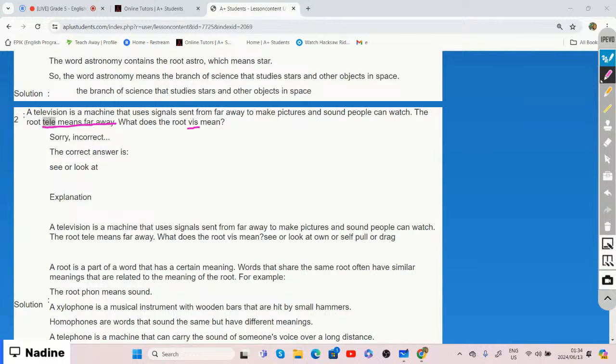Once again, it says a television is a machine that uses signals sent from far away to make pictures and sound that people can watch, right? And if the root tele means far away, then what does the root viz mean? Think of the word vision. Think of the word visual. If you look at those words, vision, visual, what is it to do with? What comes to your mind when you hear the word vision or the word visual? What comes to your mind?